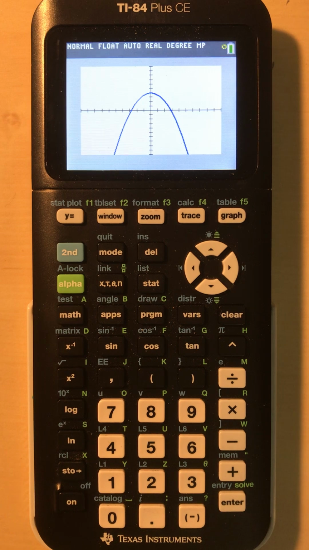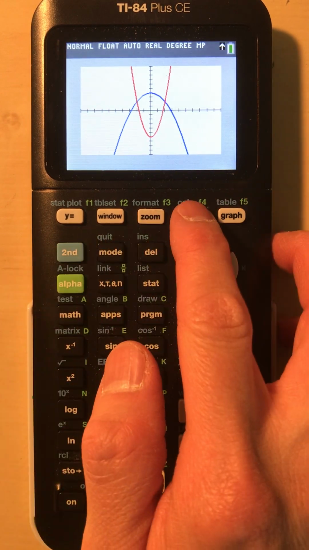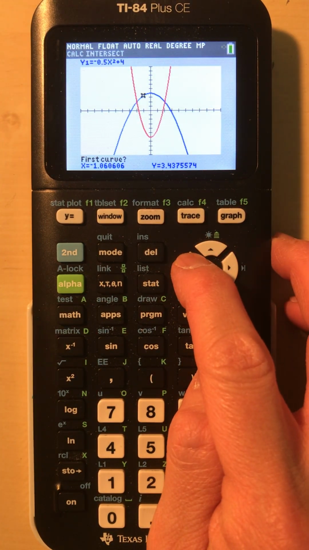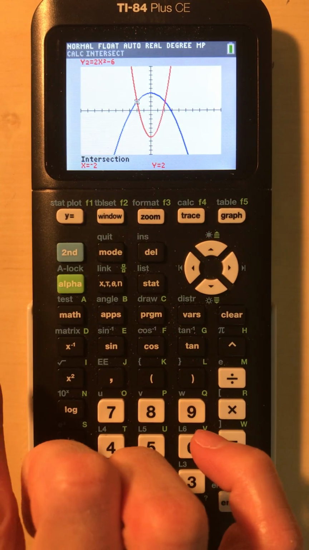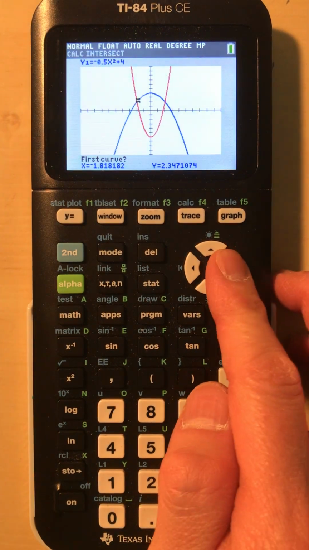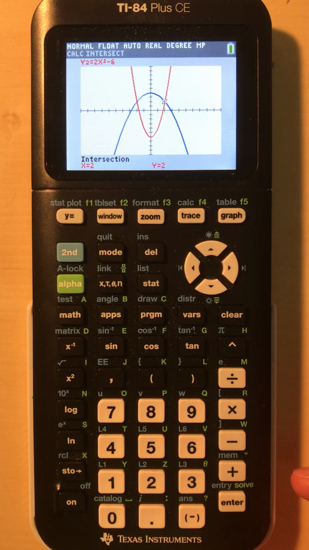Does it look like what we graphed in class? There it is, two intersection points. Let's verify: second, trace, go down to intersect. Okay, negative 2, 2, that is indeed one of our intersection points. Let's calculate the other one. Okay, there you go, 2, 2, indeed.